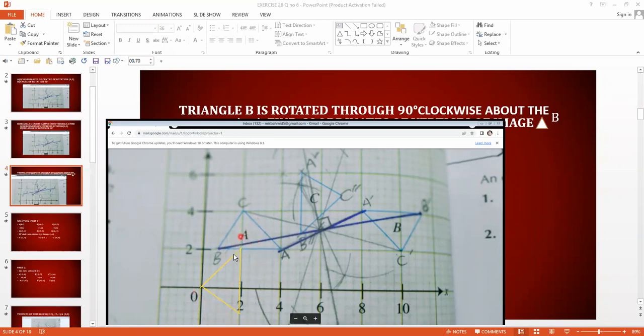What are the coordinates of A double prime? x-axis 2, y-axis 2. For this B double prime it has x-axis 2 and y-axis -1 because it is between 0 and -2. And for C double prime it is 0 and 0.